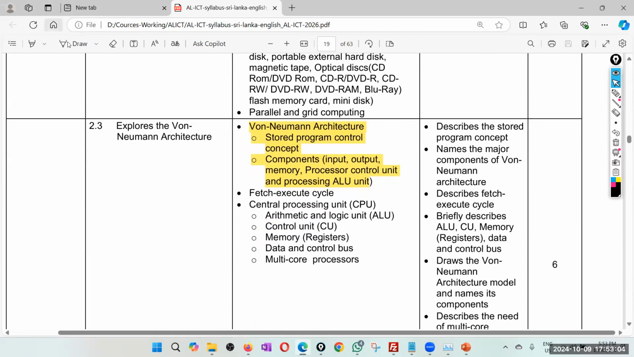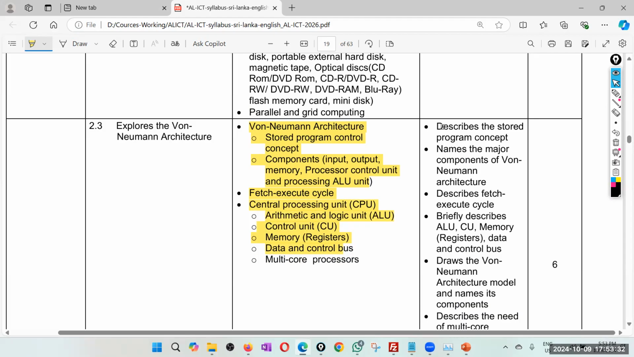Of course, the von Neumann architecture we have already discussed. Today we look at the fetch execute cycle, or more specifically the fetch decode execute cycle. And also we dig into the CPU. What is the ALU? What is the control unit? What are the registers? What is the data bus? What is the control bus? Remember, we did not discuss what is a multi-core processor. That we will discuss later.